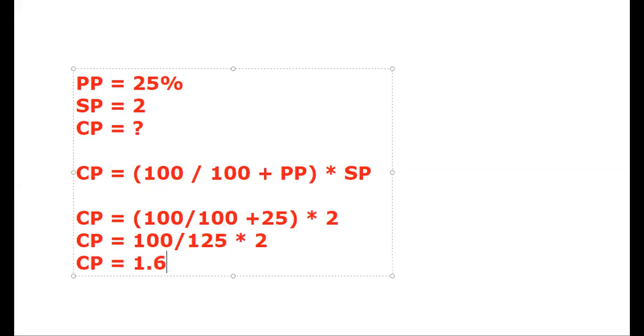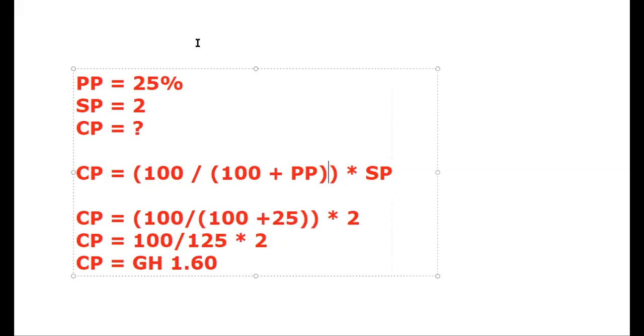So the cost price will be equal to 1.6. Now remember, we are working in amount, which is Ghana cedis. So 1.60 Ghana cedis, that is 1 cedi 60 pesewas. Is that okay? Therefore, to know whether we are correct or not, we have our selling price to be 2 cedis, our cost price to be 1 cedi 60 pesewas.